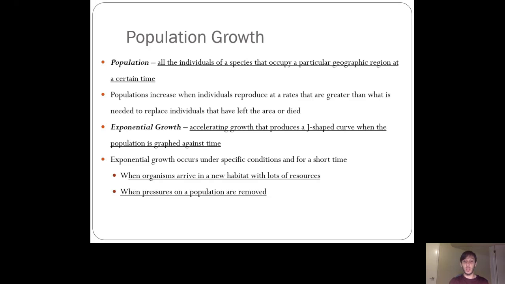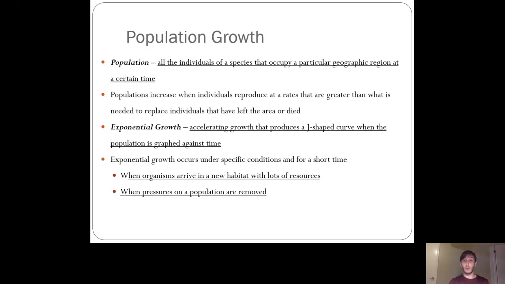If I said, what's the population of human beings in Canada? Well, there's our geographic region, and you might say 35 million or so. Okay, if I said, what's the population of humans in the world? I'm changing the geographic region, and so you might say 7.5 billion, give or take.